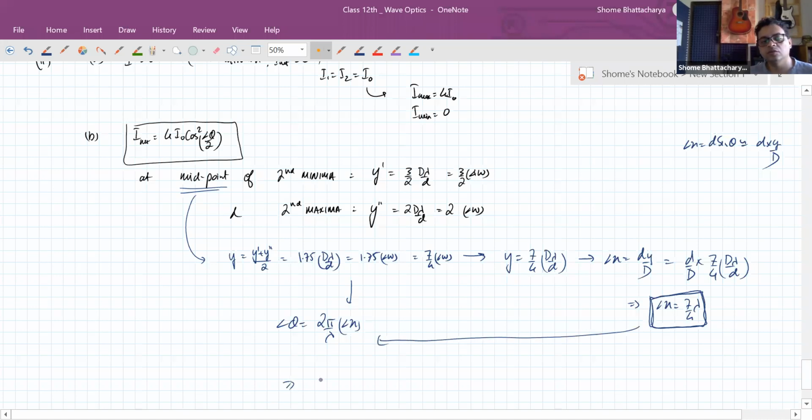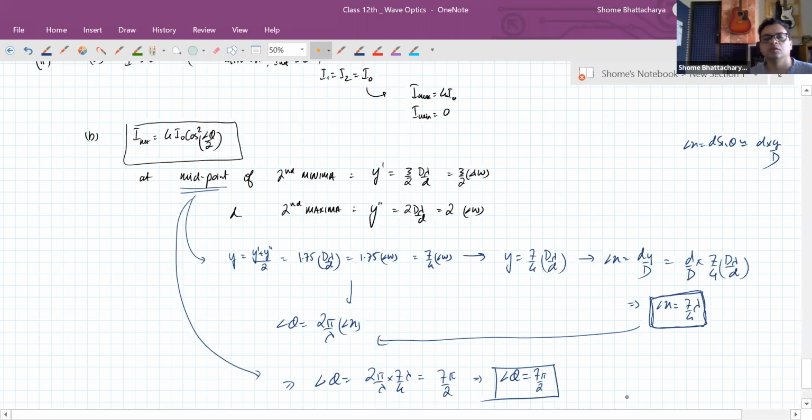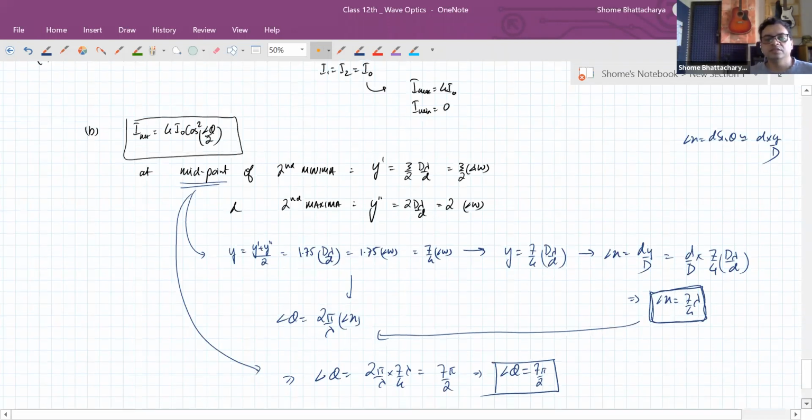But at this midpoint position, our phase difference delta phi becomes 2 pi by lambda into 7 by 4 lambda. So as you can see, it becomes 7 pi by 2. This becomes our phase difference. So then we can use the net intensity formula.